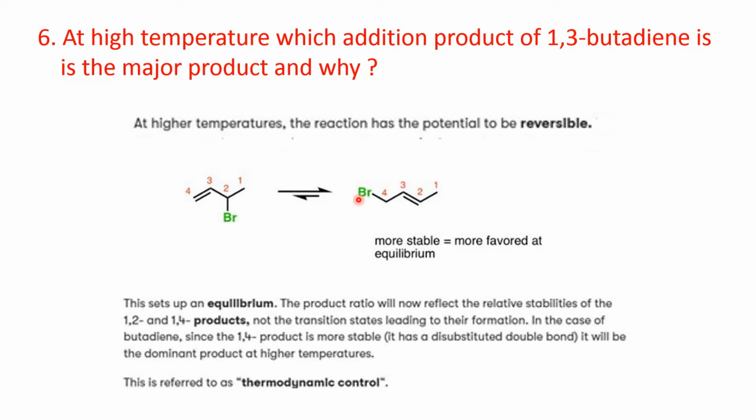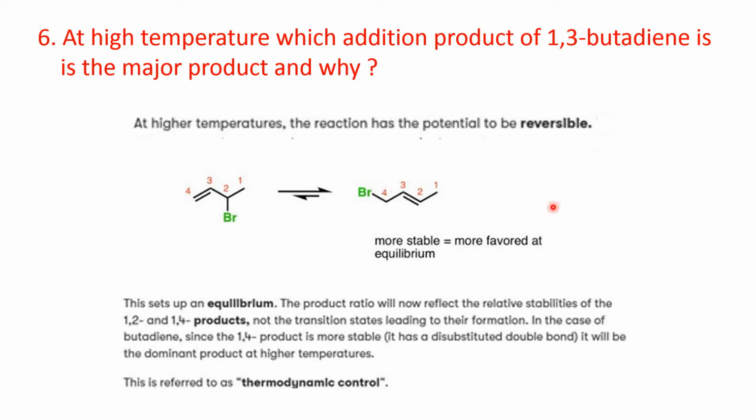See here, 1,4 product compared to 1,2 product, the 1,4 product is more stable, because here this alkene double bonded two carbon atoms are more substituted. It has a di-substituted double bond, but here it is less substituted. It is a mono-substituted double bond, here di-substituted. So this 1,4 product is more stable, and at high temperature the reaction becomes reversible.